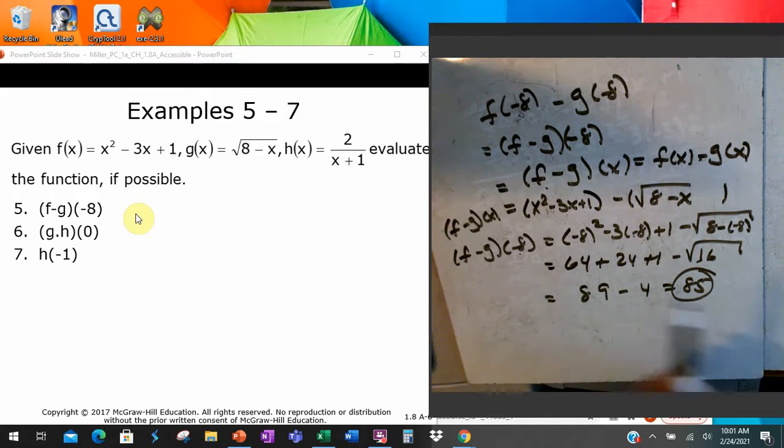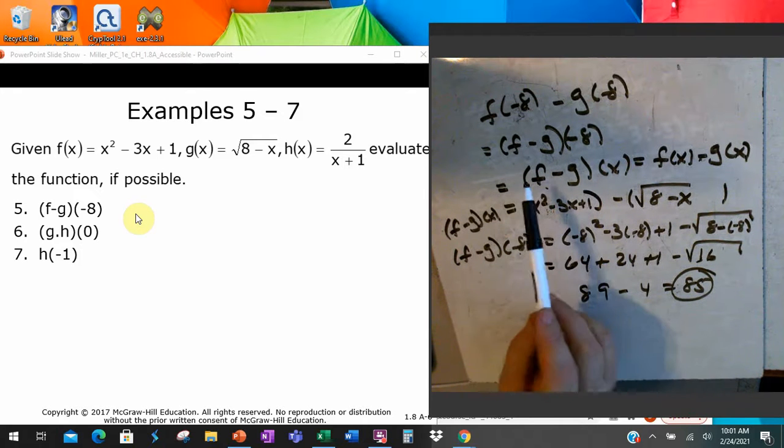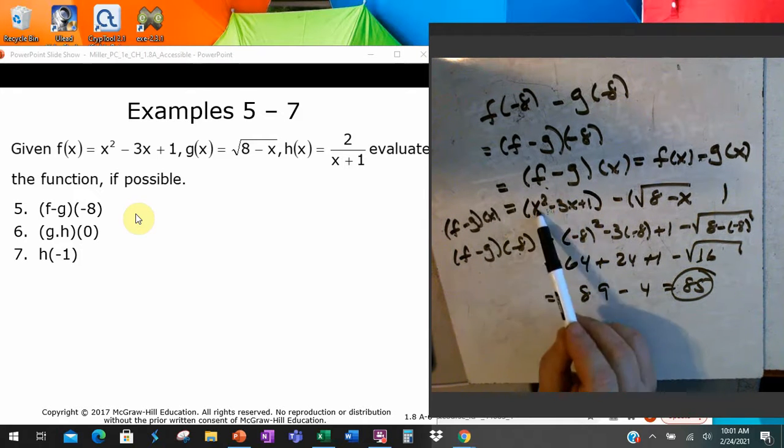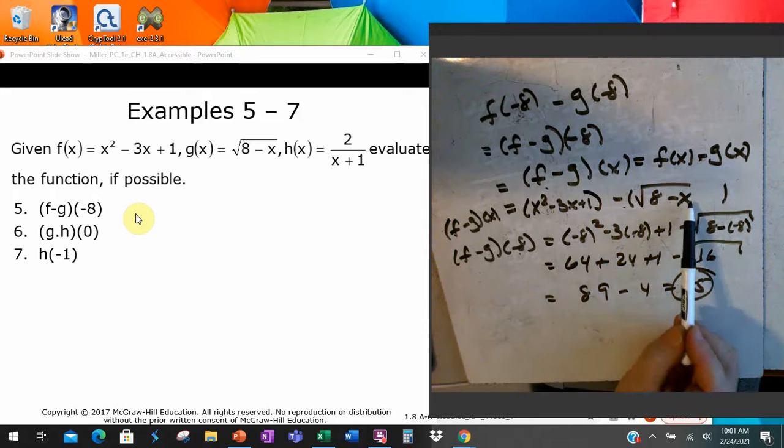And again, if I evaluated the f function at negative 8, and then subtracted off g at negative 8, it should give me the very same thing.